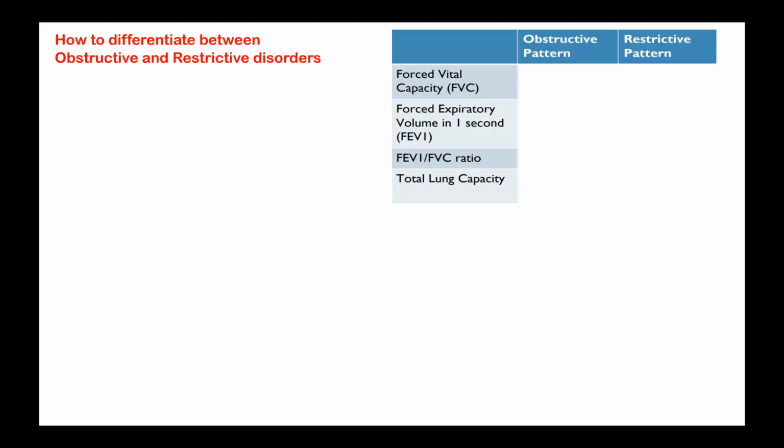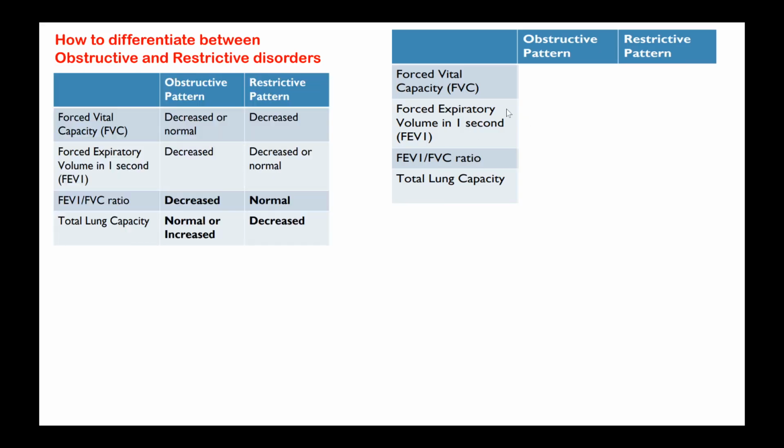Then total lung capacity will be raised somewhat in obstructive disease, whereas in restrictive disease the TLC will be low. Okay? So forced vital capacity, FEV1 in 1 second, FEV1 ratio, total lung capacity. This is how you have to do that. In obstructive pattern, FVC will be reduced, FEV1 also will be reduced, ratio will be decreased, and total lung capacity will be normal or sometimes increased because of air trapping.